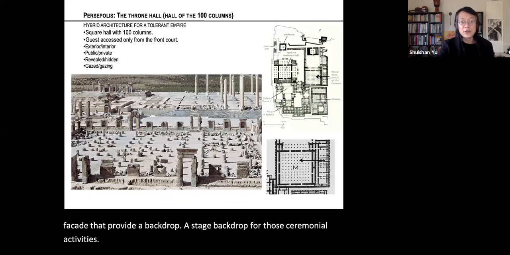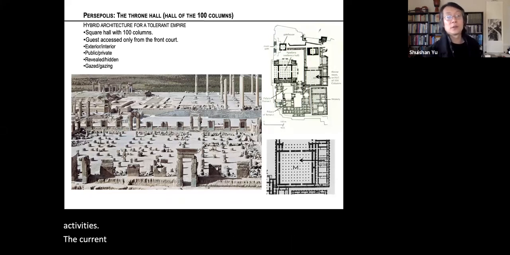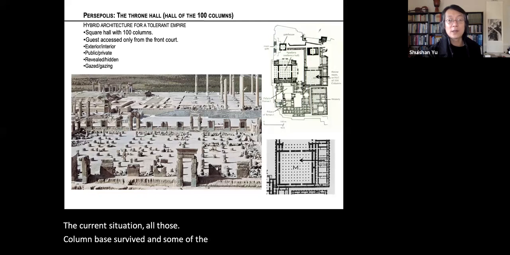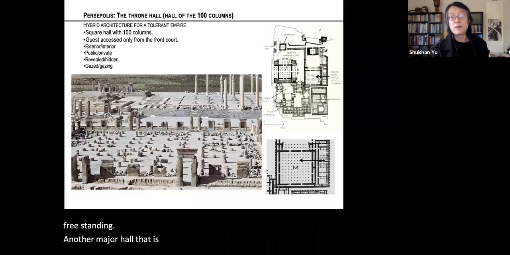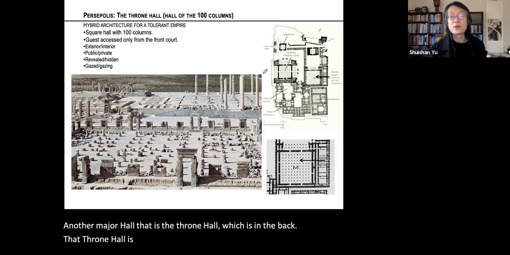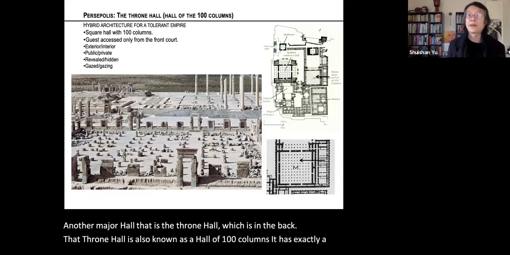The current situation: all those column bases survived, and some of the walls as well. And some columns are still kind of free-standing. Another major hall is the throne hall, which is in the back. That throne hall is also known as the hall of 100 columns. It has exactly 100 columns inside.